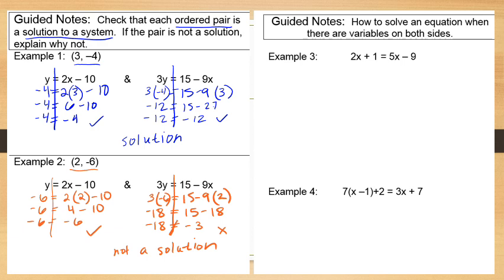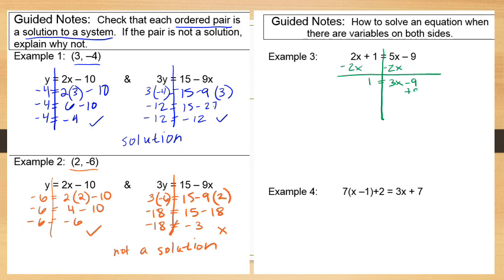We're going to move on to example 3 now, where it talks about how to solve an equation when there are variables on both sides. You already have some experience with this, but just to remind you, you need to make sure that your terms are combined if they're like terms. So in this case, I'm going to subtract 2x from each side so that I can get my x terms on one side. So 1 equals 3x minus 9.